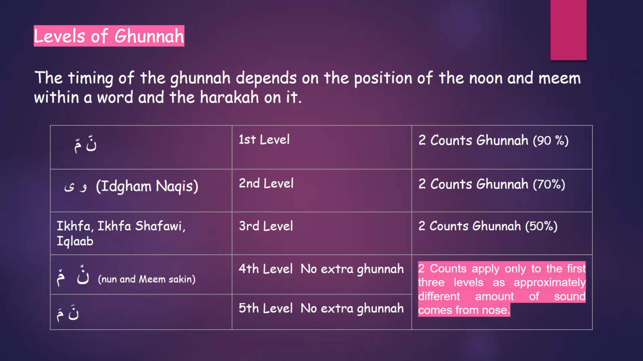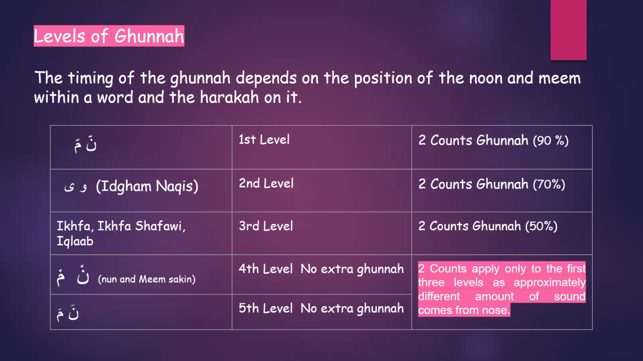Again, it is 2 counts ghunnah, but let's see the amount of the sound that comes from the nasal passage. We have 70% of it. So maya, ya'mal, miwa. You can see some sound does come from the mouth. It's not 100% from the nasal cavity. Some sound comes from the mouth, which is 30%, but the rest 70% is from the nose. Therefore, we will put it under the second level.